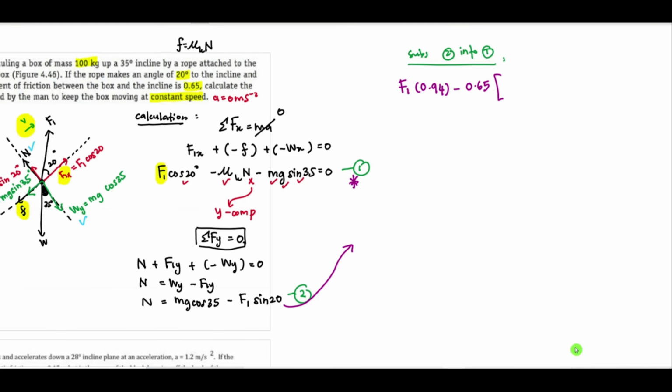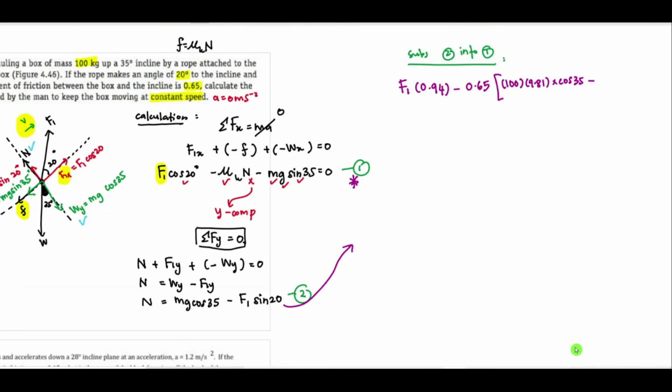So terus sajalah m soalan dah bagi. M 100, saya terus saja masukkan 100. Okay, mg. So g is 9.81. Okay, cos 35. Okay, and then minus berapa tu? F1 sin 20. Okay, F1 sin 20. Sin 20 awak tekan kalkulator, you akan dapat 0.22 F1.